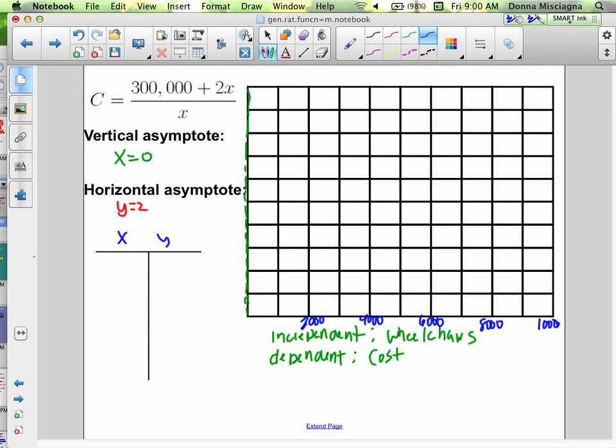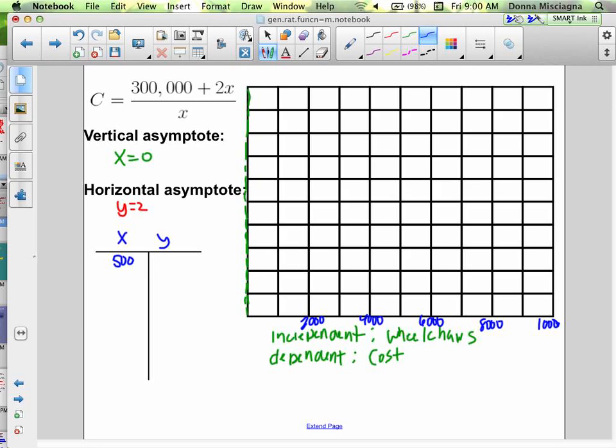All right, so we can't plug in 0. Let's plug in numbers that make sense for our graph. So this one would be 1,000. Maybe we can make 500. It's kind of a small number.